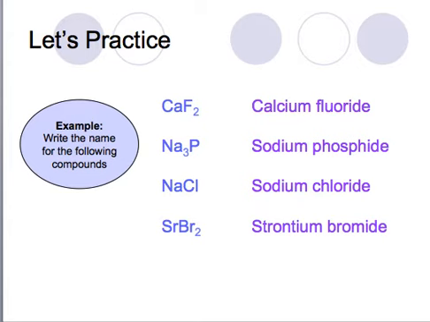And here are the answers. Calcium fluoride, sodium phosphide, strontium bromide. Notice here again the little numbers don't take part in the names because the metals, or the cations, on the front are all either in group 1, column 1, or group 2, column 2 of the periodic table.